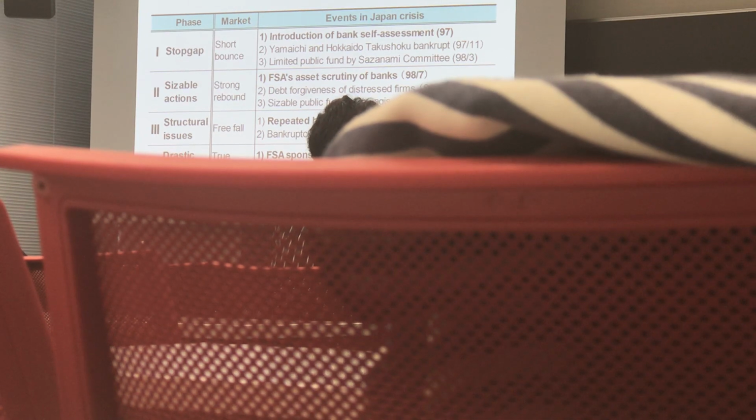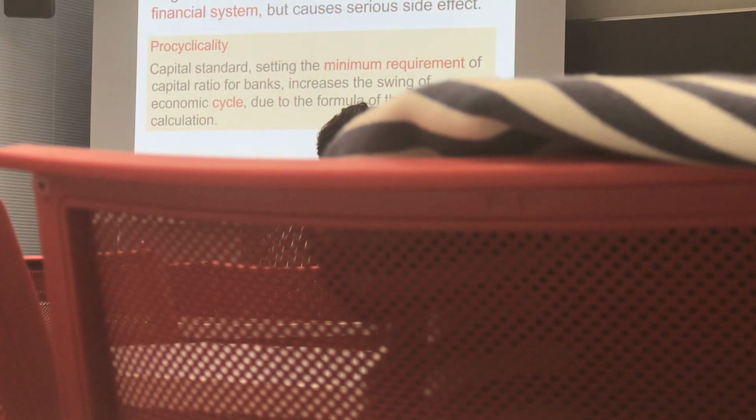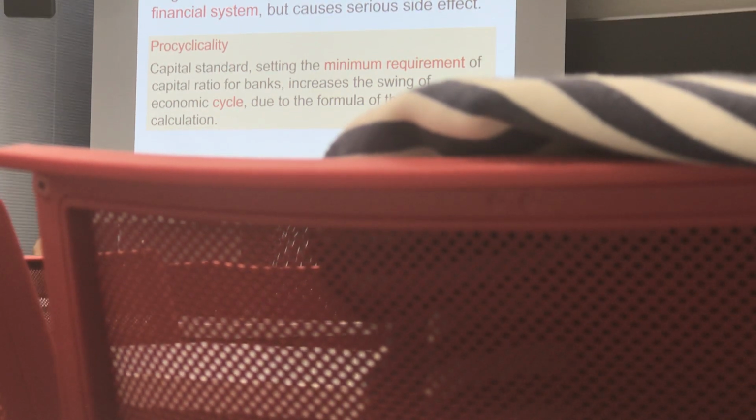And then please go down to 4. Side effect, and A. Major highlight for A. That is procyclicality. Procyclicality: capital standards setting the minimum requirement of capital for banks increase the swing of economic cycle.